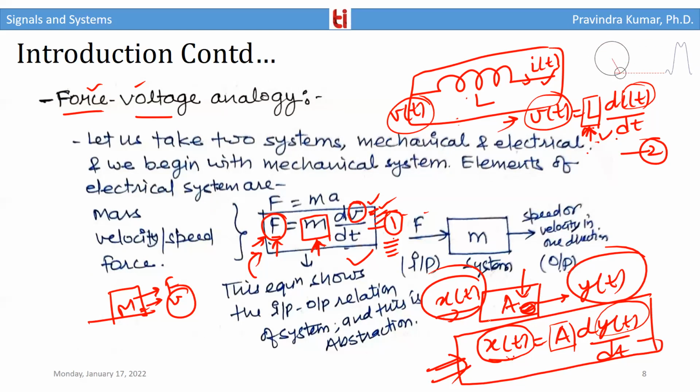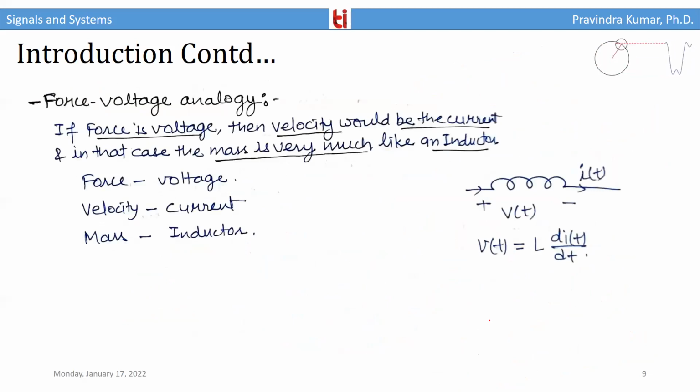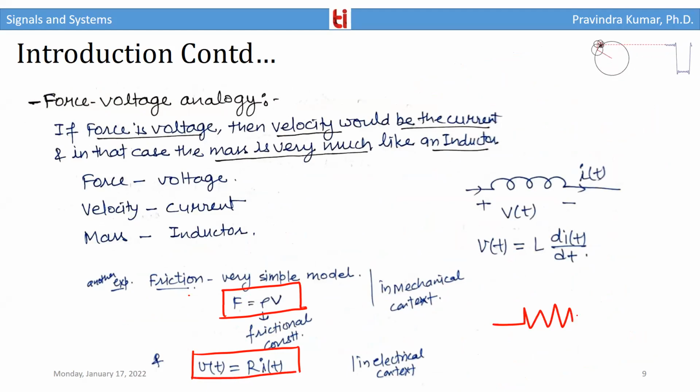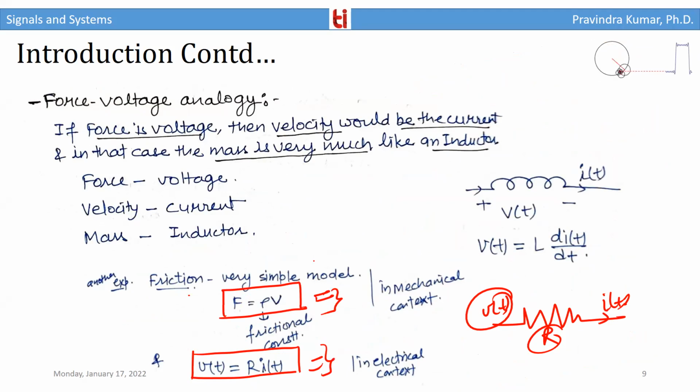We can take another equation, friction. Force is rho v, where rho is the frictional constant, and in electrical it is similar: v = R i(t), from the resistance. So these two systems are the same, and can be defined by the equation x(t) = A y(t). The system A in electrical is R, in mechanical it is rho.